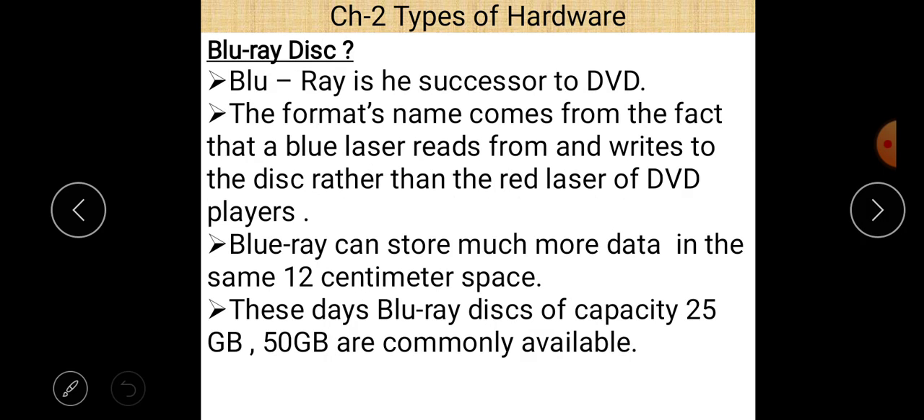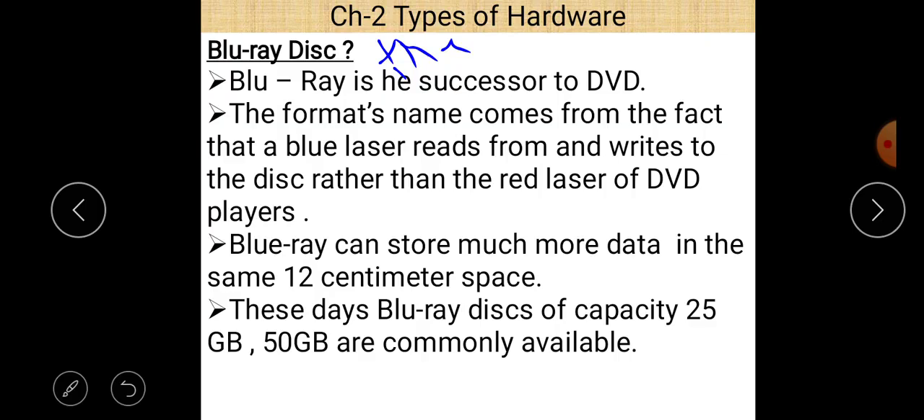Next is Blu-ray disc. Blu-ray disc is the successor to DVD, and the format name comes from the fact that a blue laser reads from and writes to the disc, rather than the red laser of DVD players. And Blu-ray can store much more data in the same 12 centimeter space. These days, Blu-ray discs of capacity 25 GB and 50 GB are commonly available.